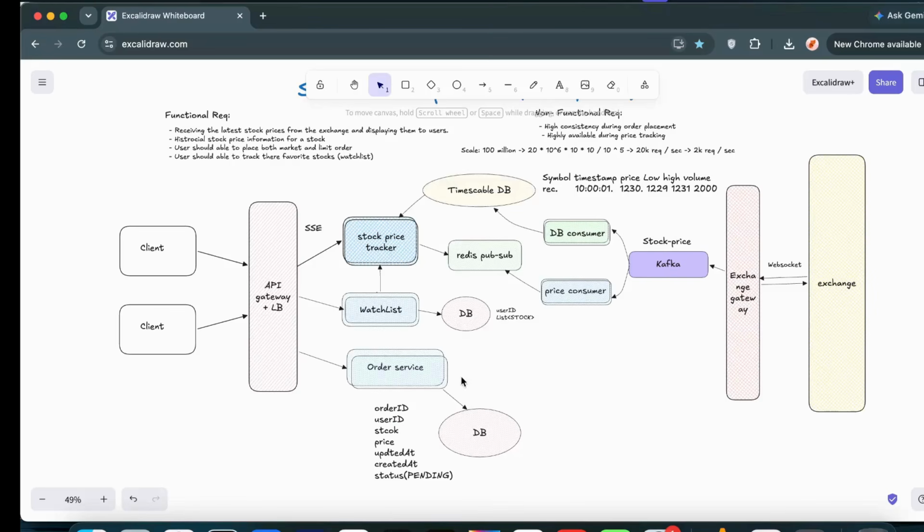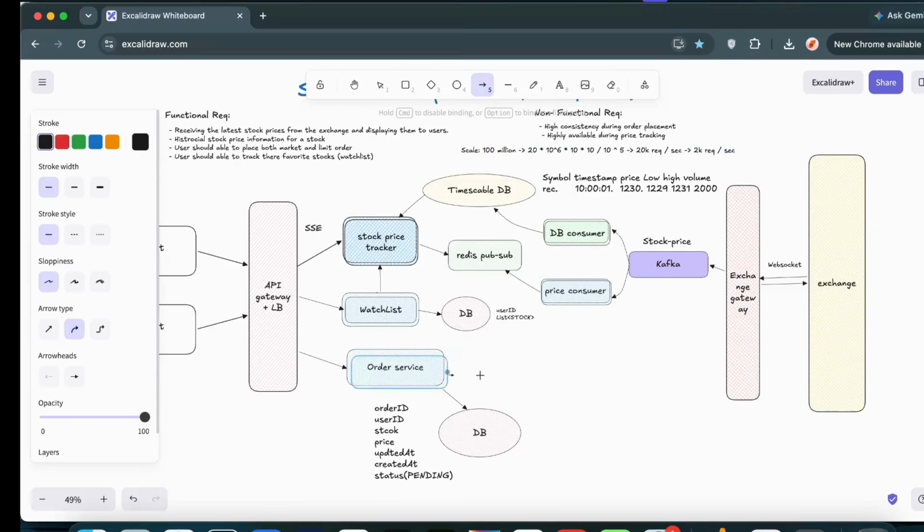Now once we update the data into the database, this order service can simply communicate with the exchange gateway and send that order to the exchange. And now it's the exchange's job to process that particular order, and it will give the acknowledgement to this exchange gateway.